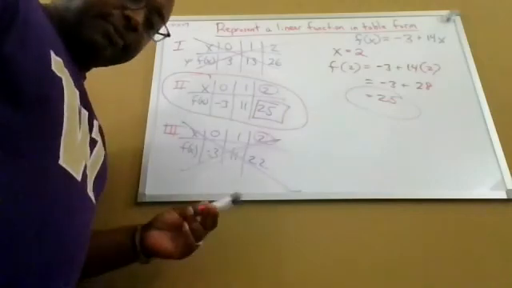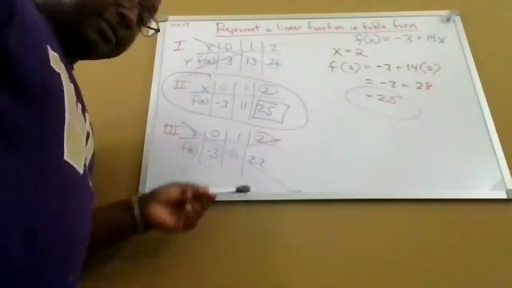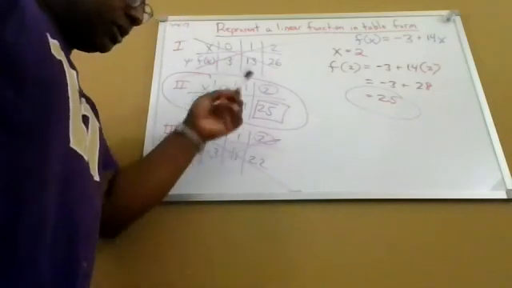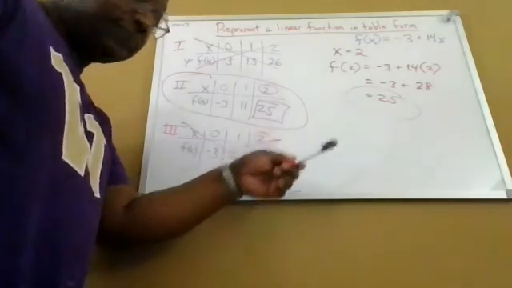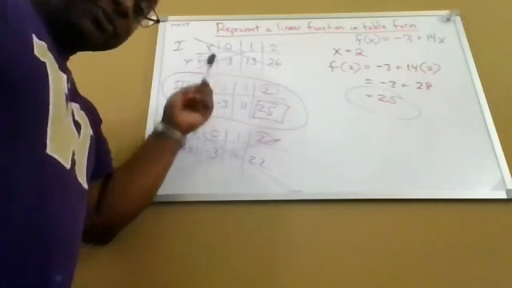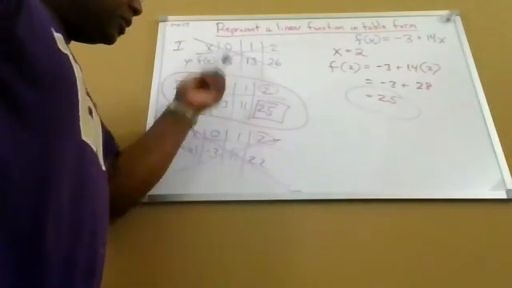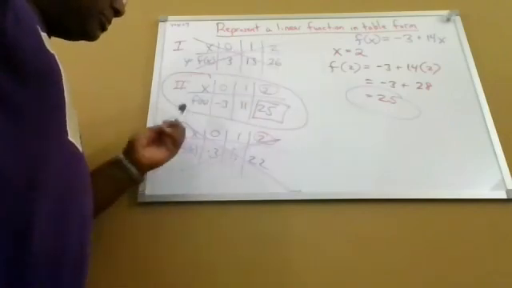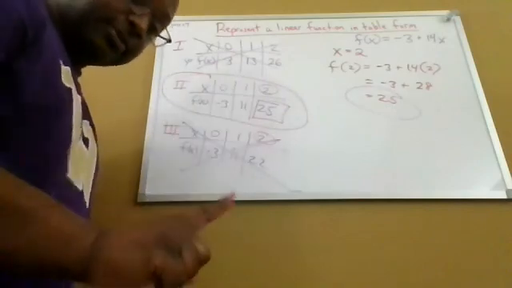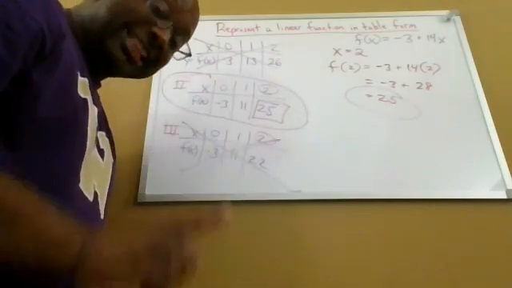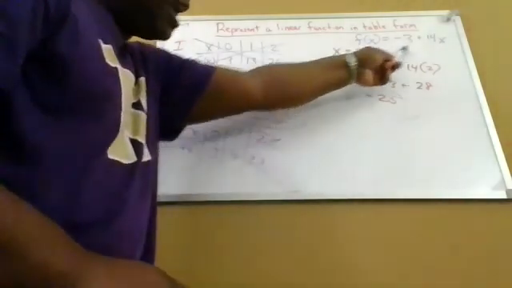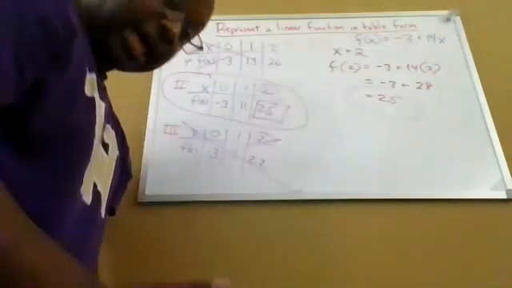And you may see more examples like this that may have not just 3 tables of data, it may have 4 or 5, but you want to go through and substitute your x values in to see if you get the corresponding y values. Well, if you don't, then you can eliminate the table, and you'll be left with one table that contains data that can be used to graph this equation for a line.